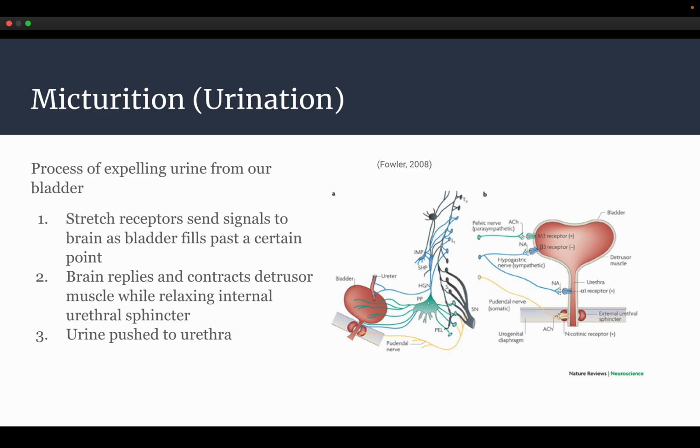The process of expelling urine is called urination or micturition. This process starts with the stretch receptors in the bladder wall, which send signals to the brain as the bladder fills that the host needs to urinate. In response to these signals, the brain replies by contracting the detrusor muscle while relaxing the internal urethral sphincter, pushing the urine to the urethra.